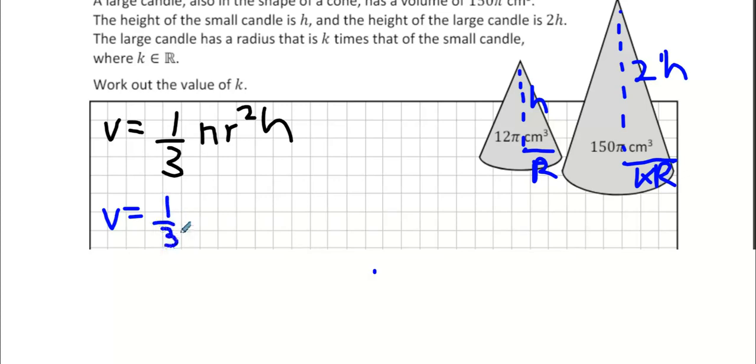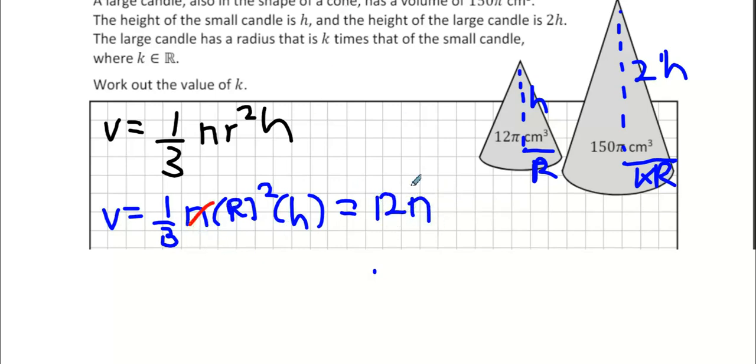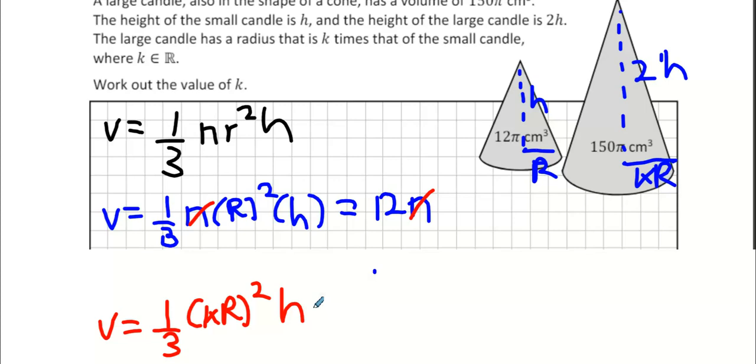So 1/3 pi radius squared, capital R I'm using for it, because the small r's look weird to me, and then h. Okay, and then that equals 12 pi. I'll cancel the pi's, and I won't do anything else because I honestly don't know what I'm doing yet. I'll do the same thing for the larger cone. It'll come very clear to me in a second. Okay, and then we get 150 pi.